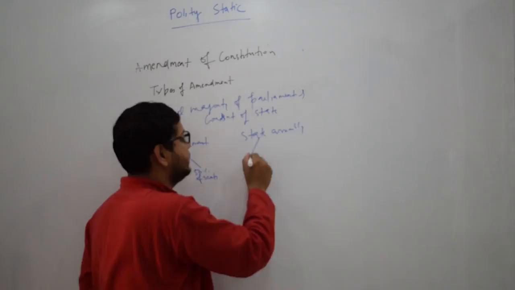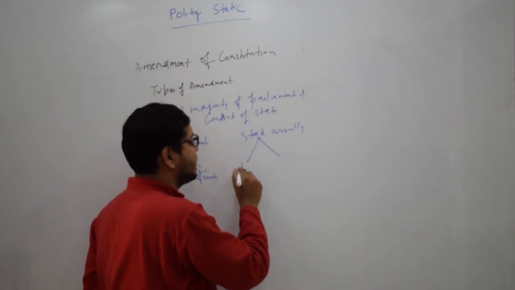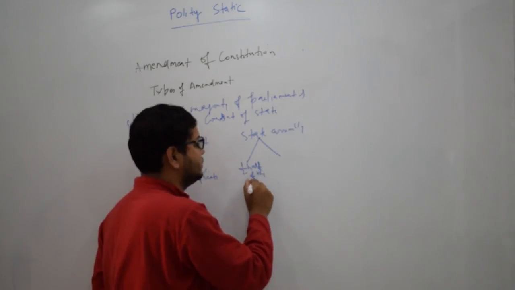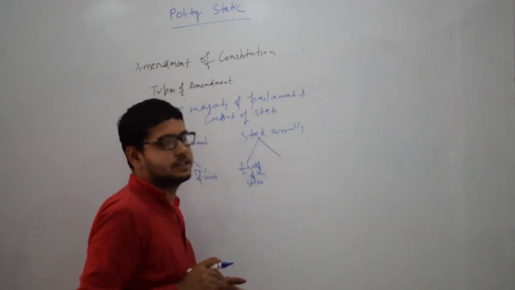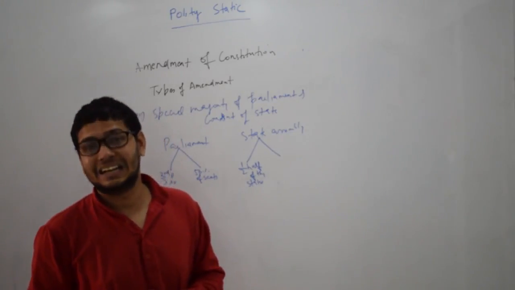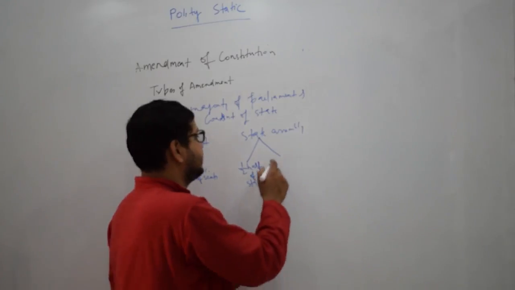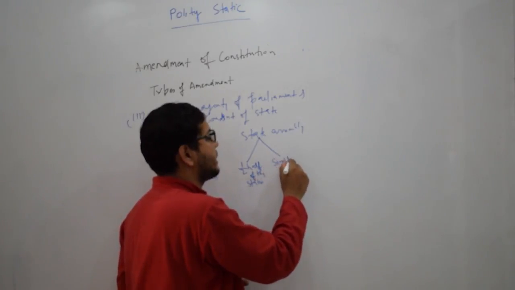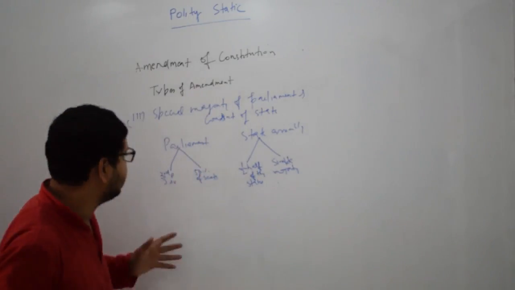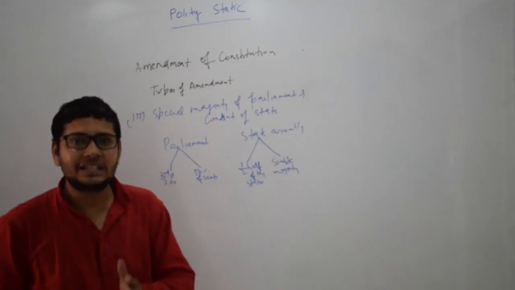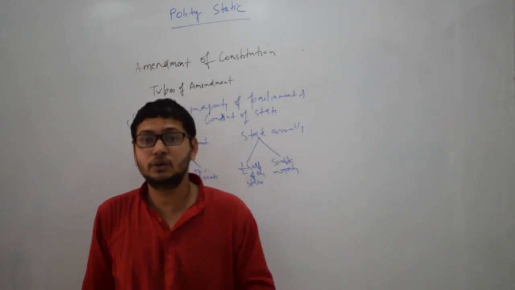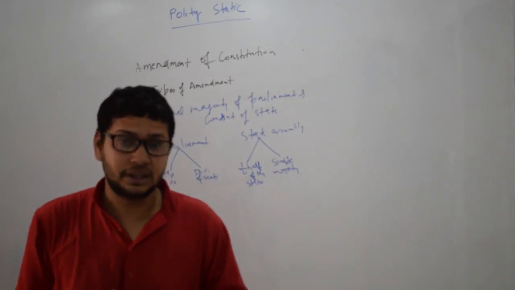And for the state assemblies, the criterion is that at least half of the states should ratify it. So if there are 28 states in India, 15 states, or more than 14 states, should ratify it. And second, they should ratify it by simple majority. So you have to remember that the parliament has to pass by 2/3 majority, but states only have to ratify the bill by simple majority, not by special majority.